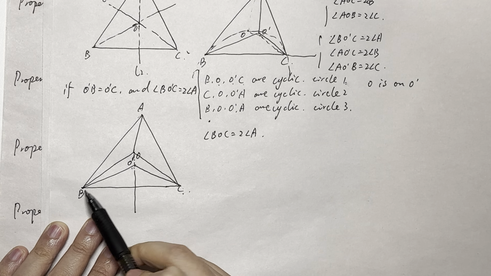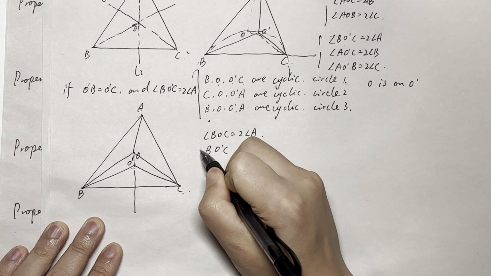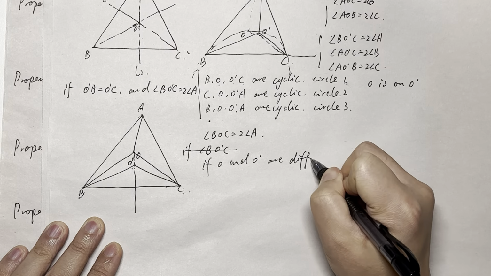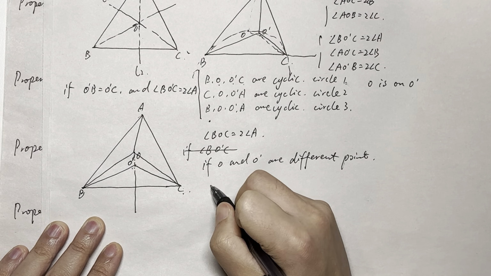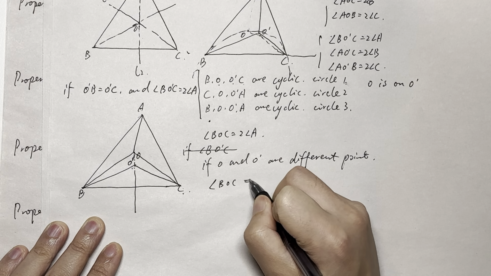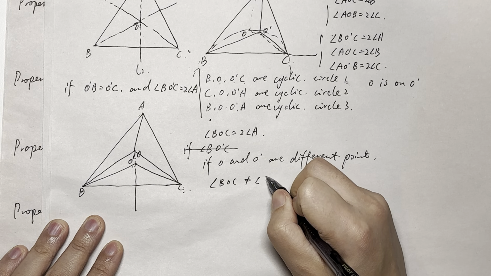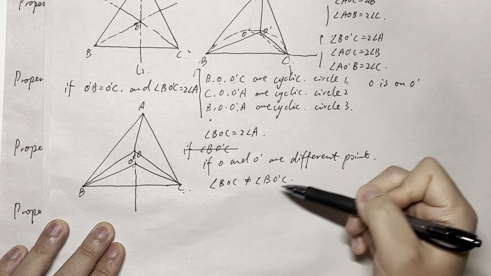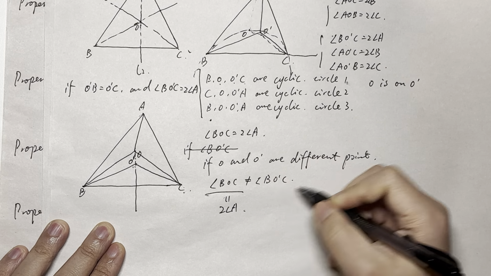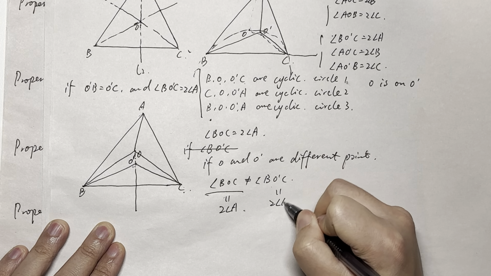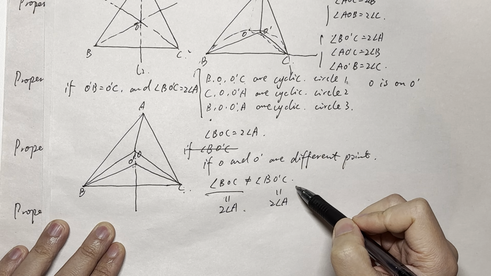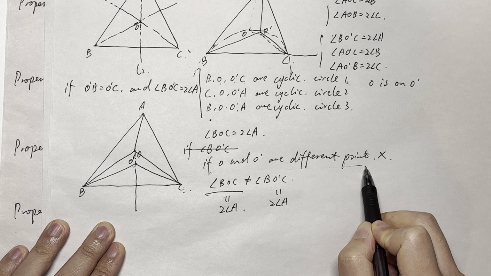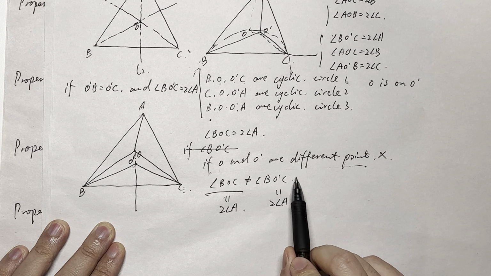So we can see that if, let's say, O and O prime are different points, then angle BOC is unequal to angle BO prime C. But we know that angle BOC equals twice angle A, and from the problem setup angle BO prime C equals twice angle A as well. That's impossible, right? It's invalid, which means the assumption is wrong. So we have the conclusion that O and O prime are the same point.